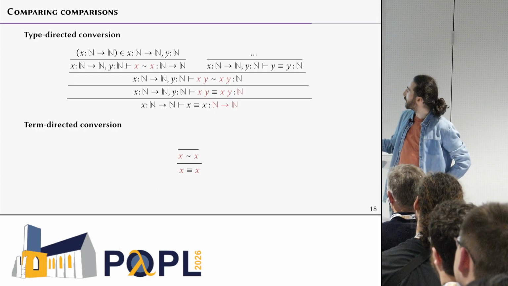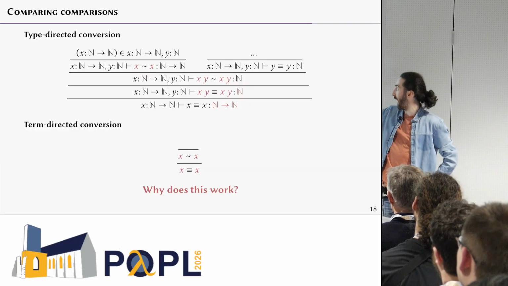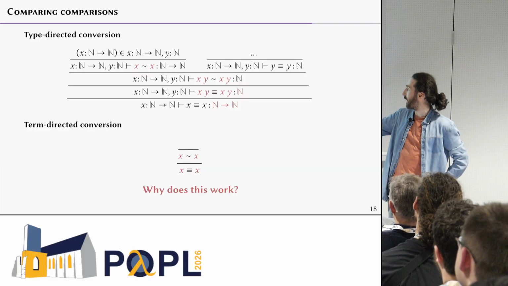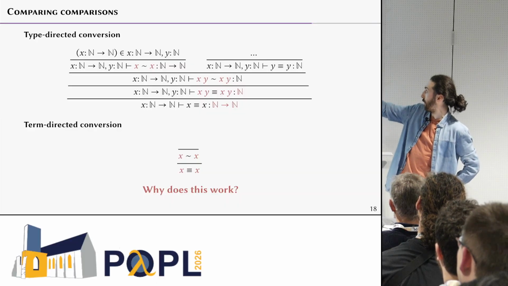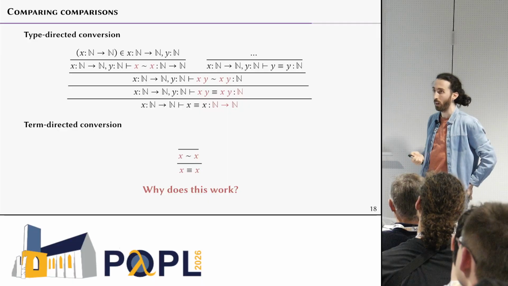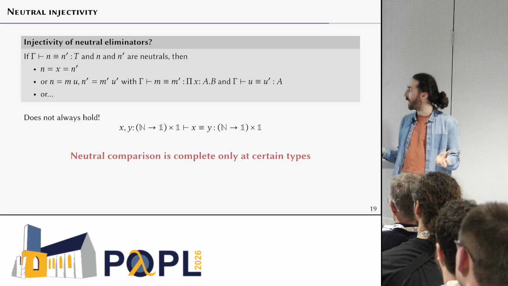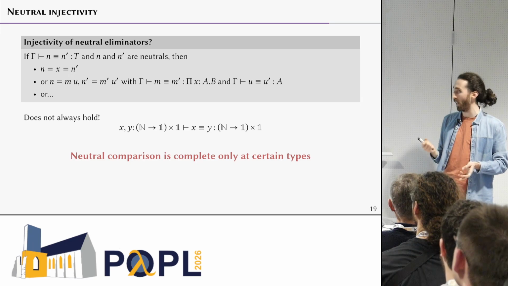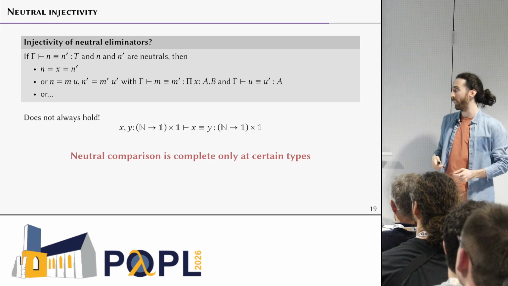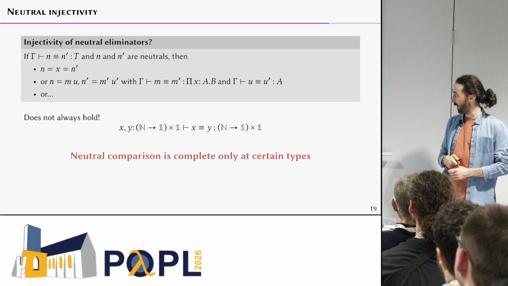So here, in a sense, we're lucky that the type to the right was nat, but if it had been unit, then this thing would have been a bit too optimistic, and maybe you would have needed to do this sort of thing here to end up concluding correctly. And so in general, the lesson is that this neutral comparison is complete only at certain types. And so if you try to prove negative soundness and you're not careful, then you'll end up in trouble.